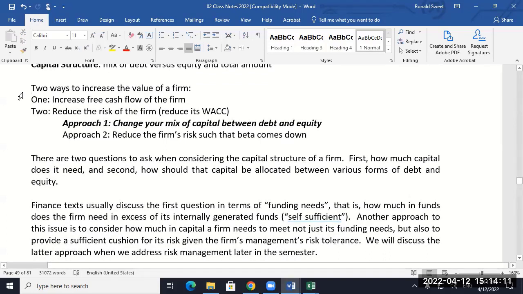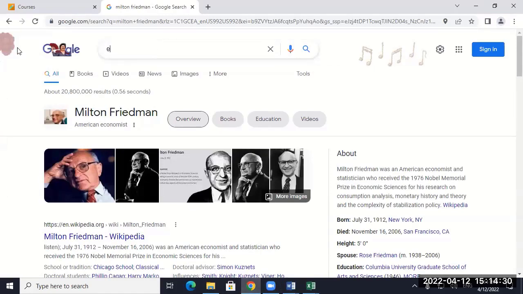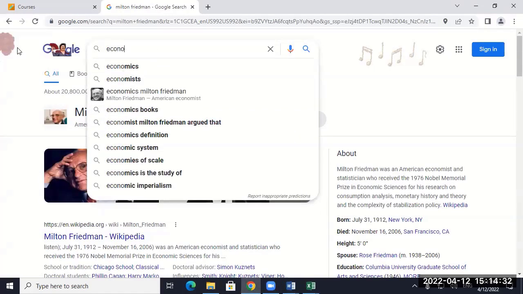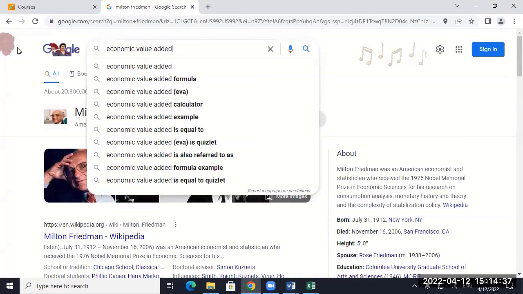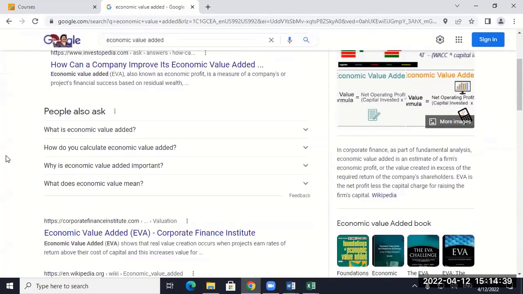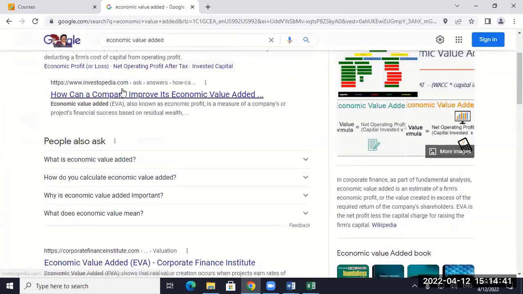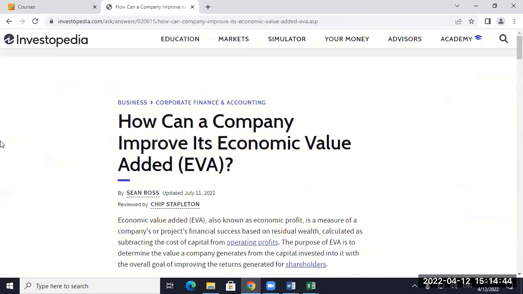All right, so I put this here again. The way you increase the value of the firm is increase free cash flow or reduce the cost of capital. So that's where we're going to go next. But on any question on economic value added, you'll be able to find a lot of articles. Investopedia, how can a firm improve? Let's see if they know what they're talking about.